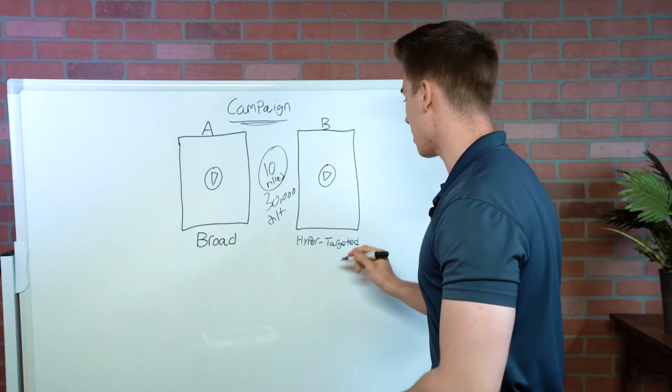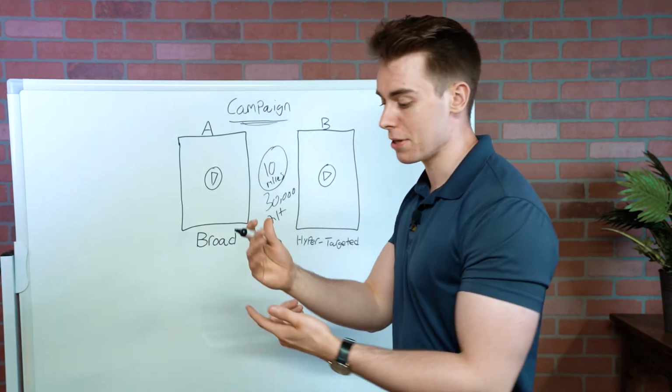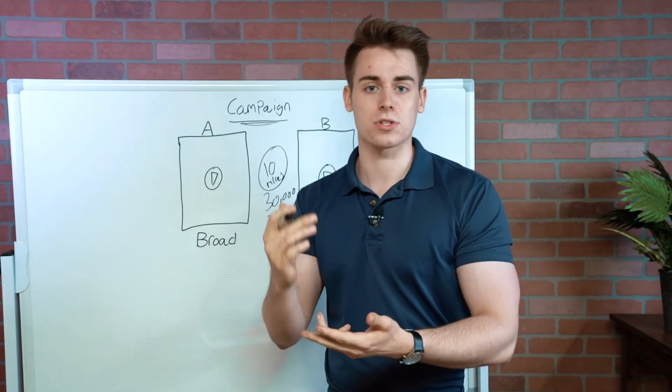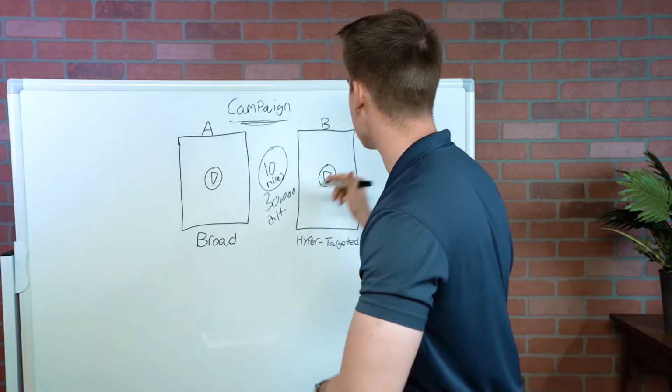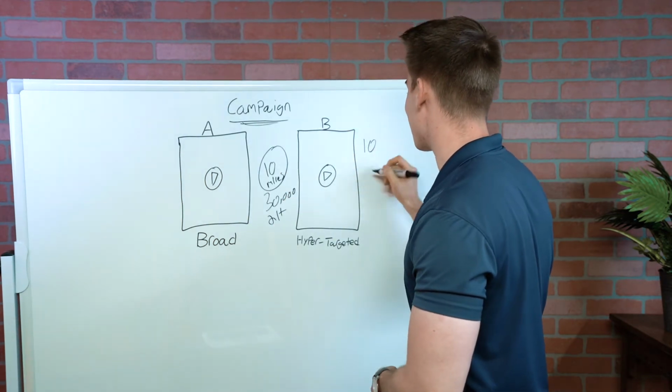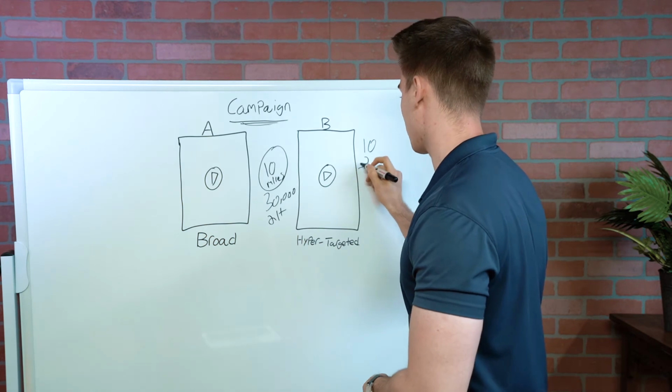And then this one was hyper-targeted based on interest. So we have business owners, again, individuals interested in social media marketing. I think there's probably a list of about 10 different interests or so for this particular ad.